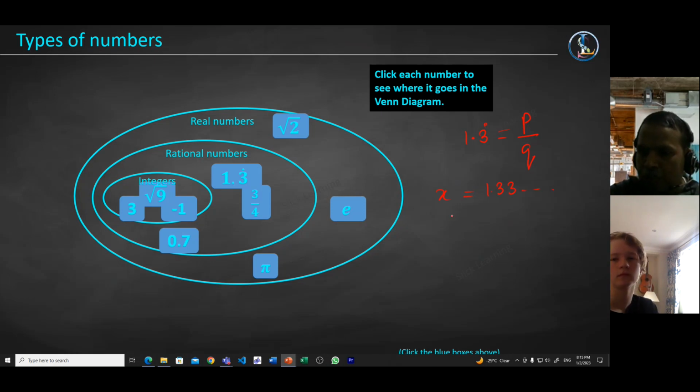If you multiply both sides by 10, that's going to be 10x and it's going to be 13.3333, right? It keeps on repeating. Let's subtract the first equation from the second. That's going to be 9x, and 13 minus 1 is going to be 12. So x is going to be 12 over 9, and you divide by 3, so that's going to be 4 over 3. So 4 over 3 will be 1.3 recurring.